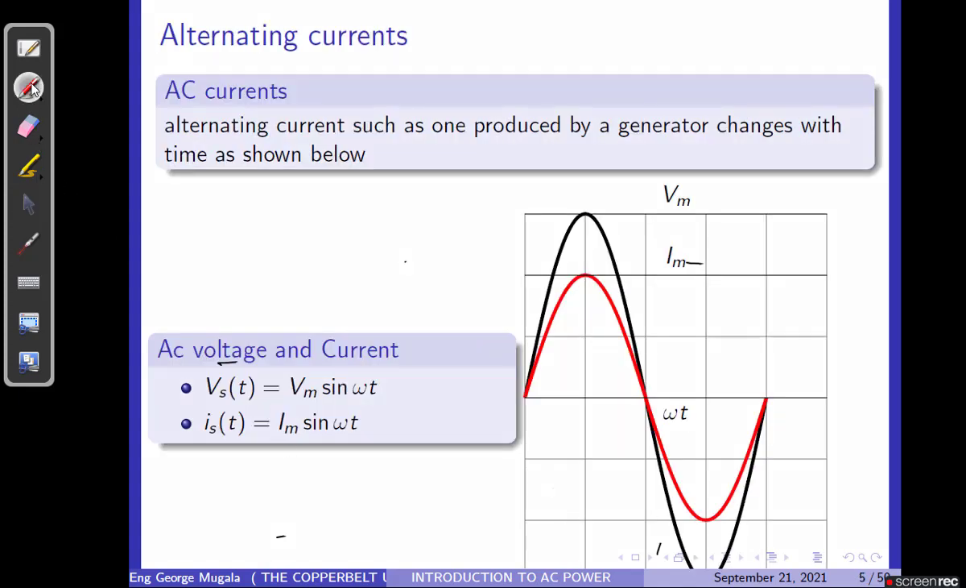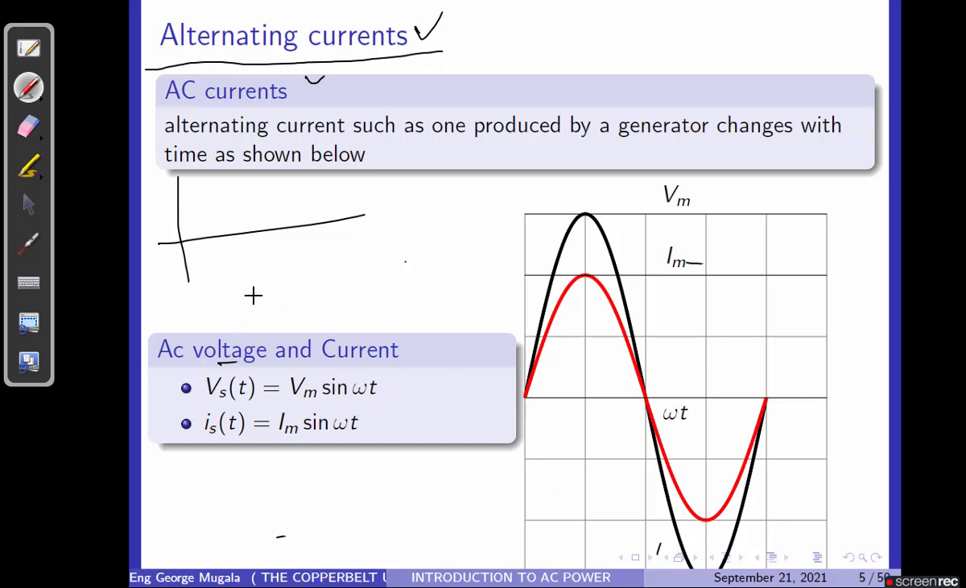Now, basically, when we begin to talk about AC currents, the alternating currents, what we begin to see is that what is produced is not just the current. Remember, don't get confused. There is what we call voltage, and there is also what we call current, right? Remember that we talked about what a voltage is. We said that the voltage is basically the force that causes electrons to flow, whereas the flow of electrons is the actual current itself.